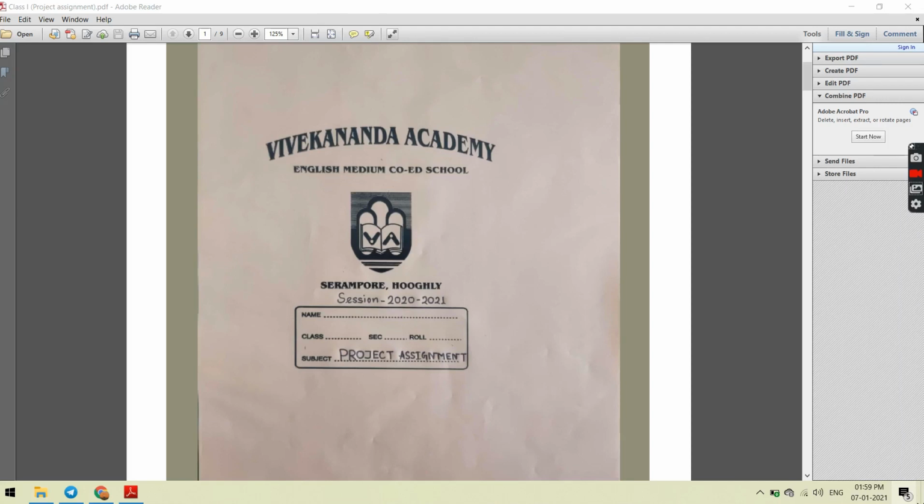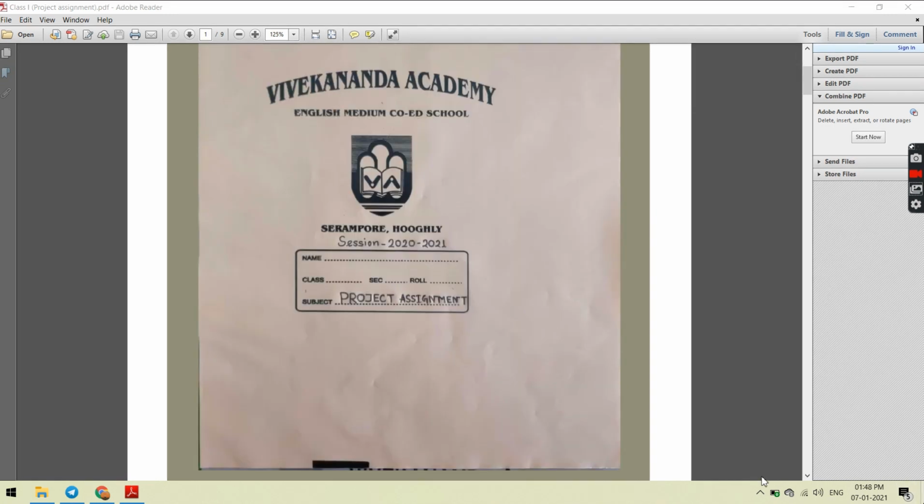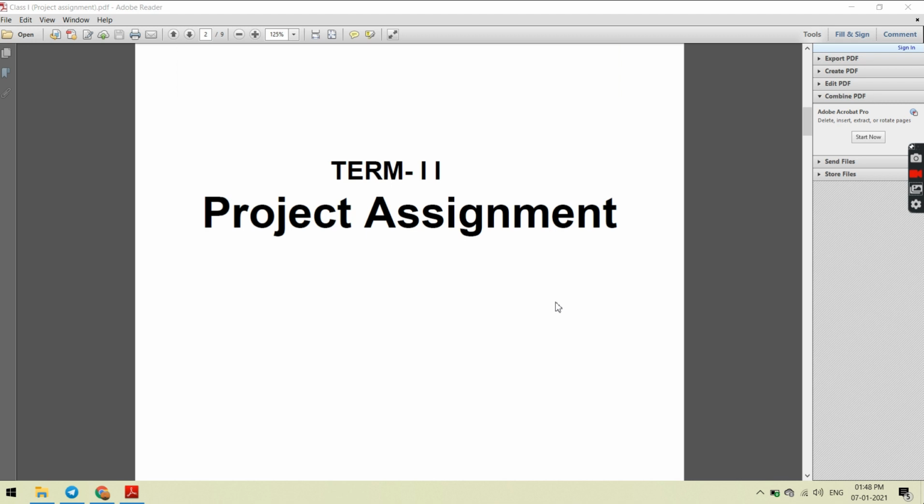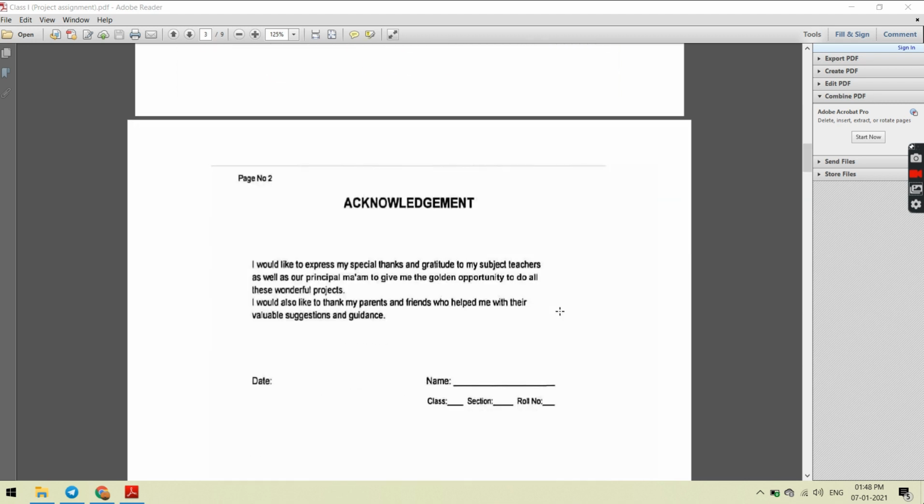Today I am going to discuss your project assignment for term 2. First, the cover page. Write down name, class, section, roll number, and in the place of subject write project assignment. Next, write term 2 project assignment.